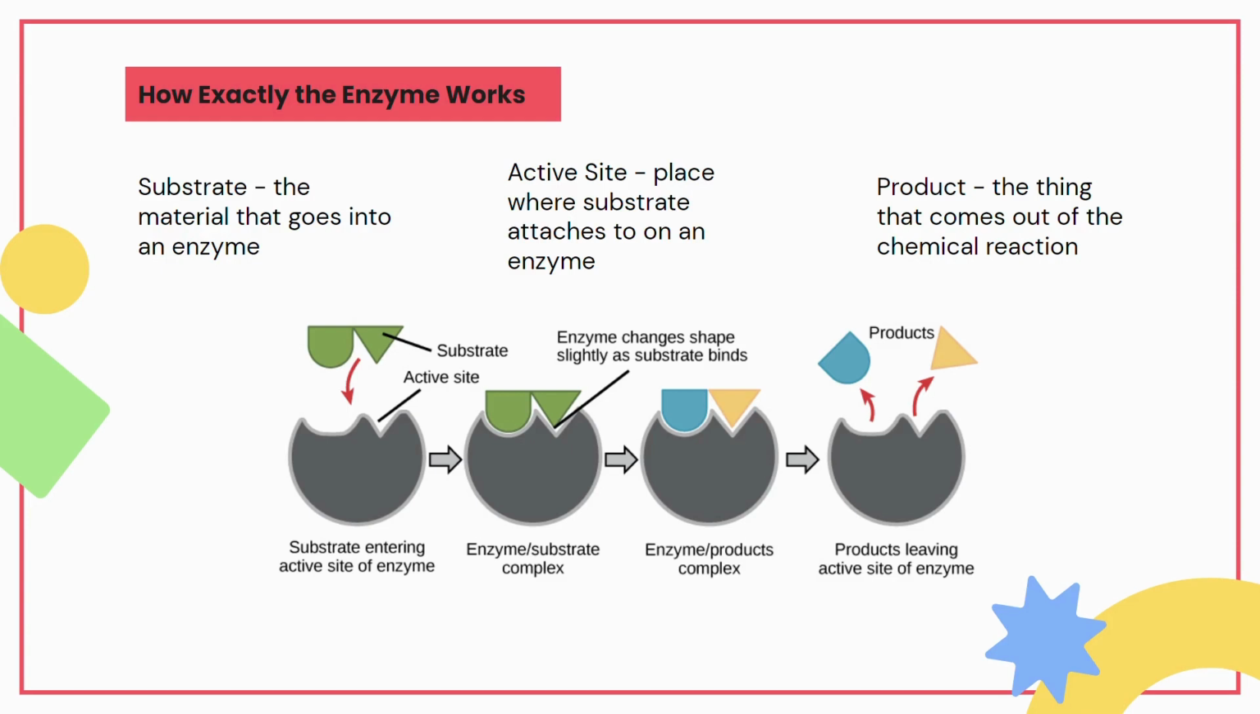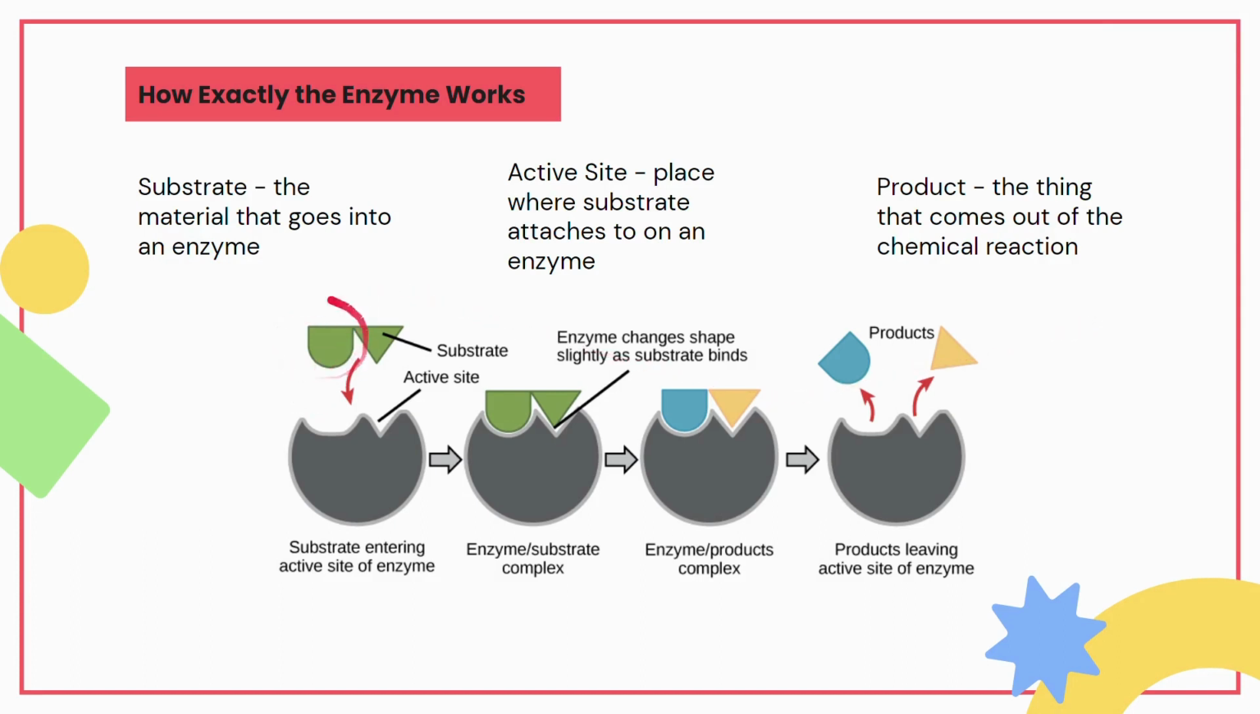When you want to learn about how the enzyme actually works, you need to know three things. Substrate. The substrate is the material that goes into an enzyme. The active site is the place that the substrate binds to or attaches to on the enzyme. The product is the thing that comes out of the chemical reaction.